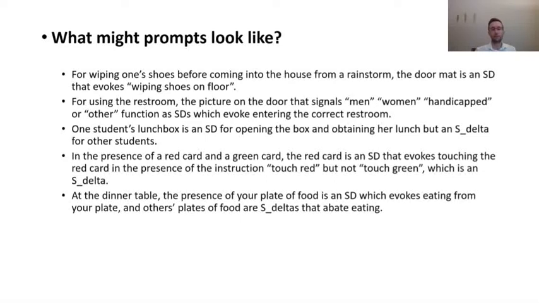So at the dinner table, the presence of your plate of food is an SD, which evokes eating from your plate, and the other people's plates of food are S deltas that abate eating. Now, for a learner for whom their plate is not an SD, what you could do is move their plate a little bit and they start eating from it. Or you could push their plate closer, or you could point to it, or you could say, "That's your plate." Or you could say, "Eat this." Right? And so those antecedent stimuli may evoke the child eating from the correct plate.